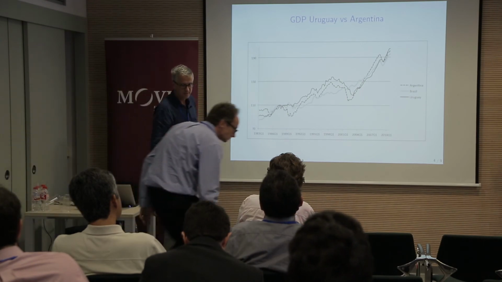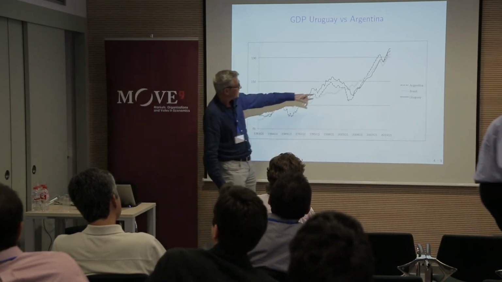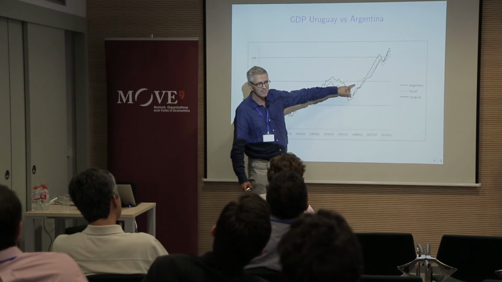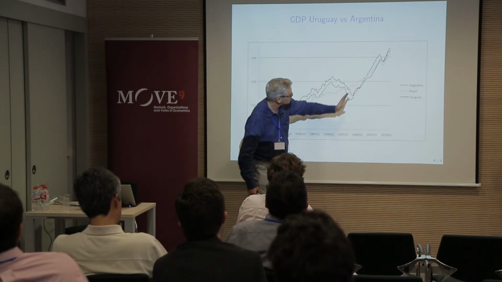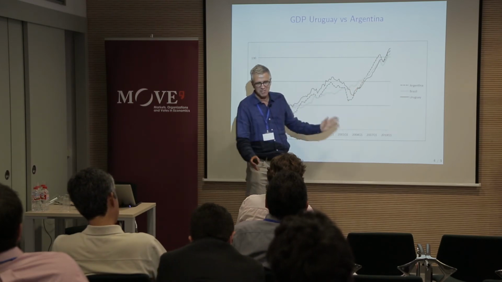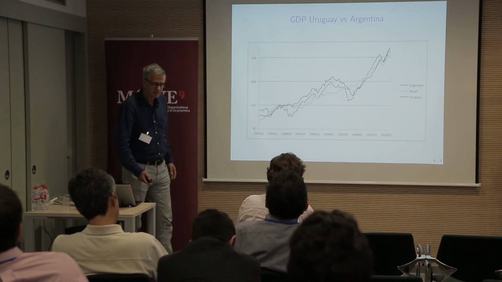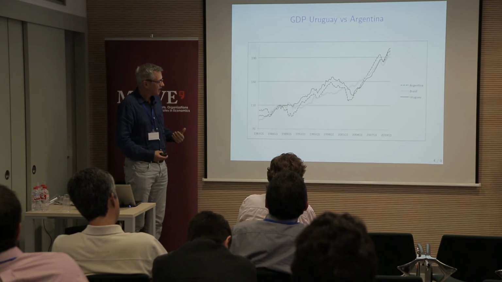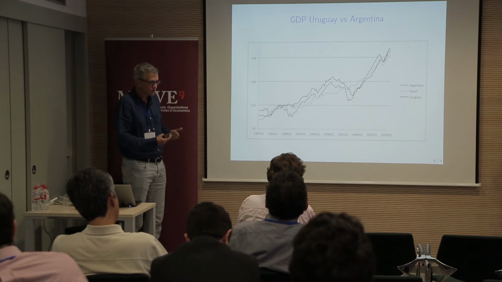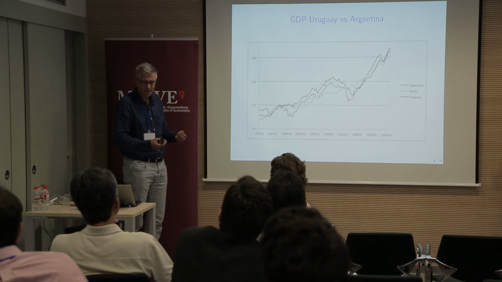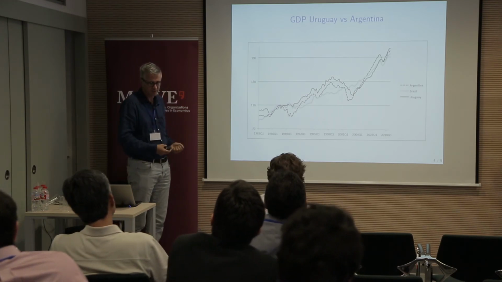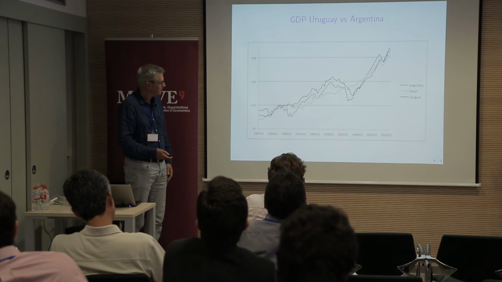I would say Cristina Fernandez, or the Kirchners, did better than the Frente Amplio, because the slope is a little bit larger, but they're very, very similar. Then the question here is what's going on, right? Why is it the case that these two countries are performing so closely in terms of GDP, right?